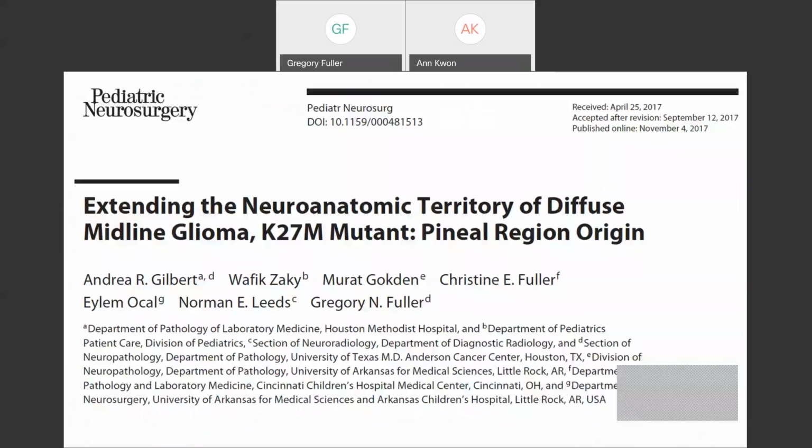Okay, let's look at the pineal just quickly for a second. Extending the neuroanatomic territory of diffuse midline glioma, H3K27M mutant, pineal origin. Now, this is by the paper's by Dr. Andrea Gilbert, assistant professor of pathology, neuropathologist at University of Texas, San Antonio. And you can see a list of famous people, including, I won't put myself in there. I was lucky to be involved, including the late Dr. Leeds, legend in neuroradiology.